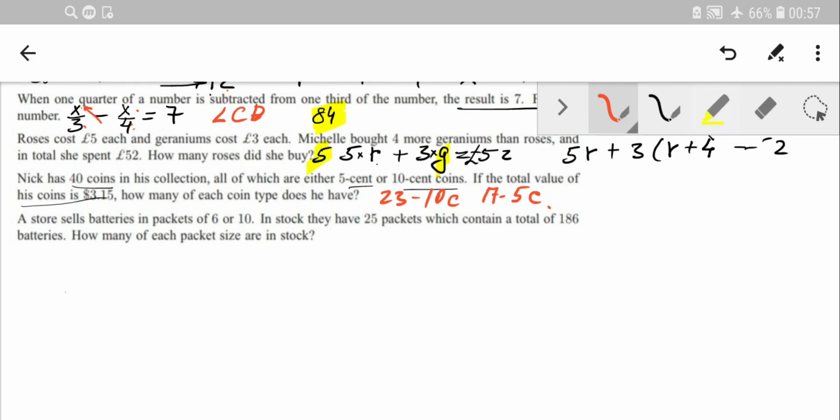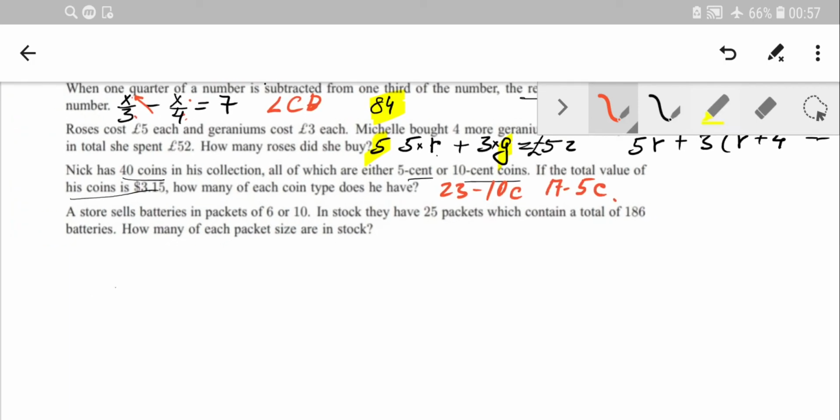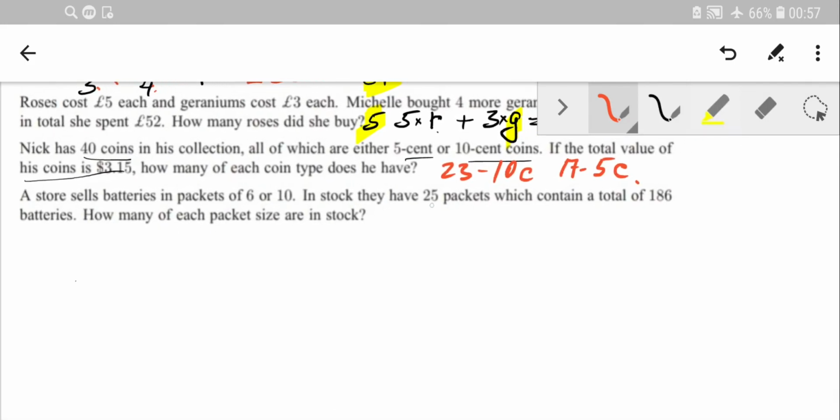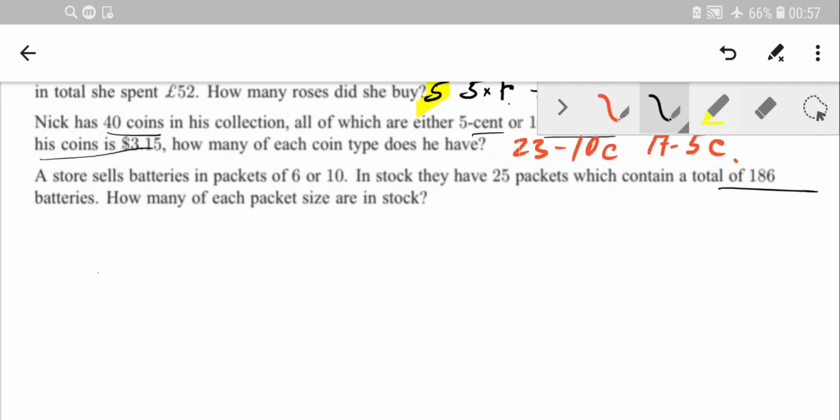So next, a store sells batteries in packets of 6 or 10. So in stock they have 25 packets, which contain a total of 186 batteries. So 25 packets in total, which contain a total of 186. How many of each packet size are in stock?